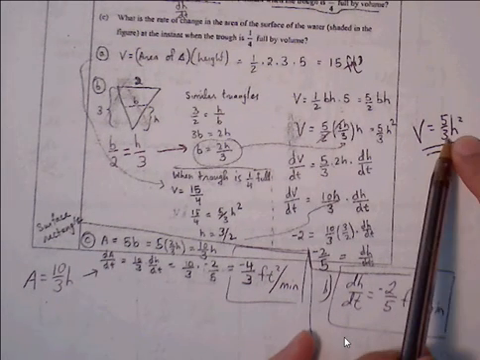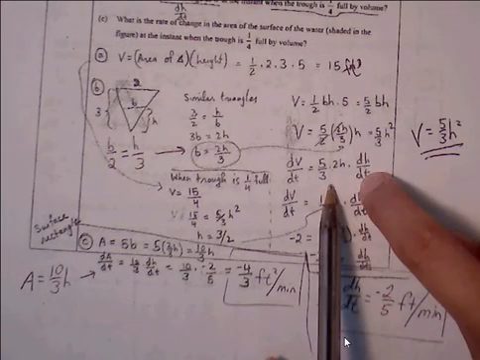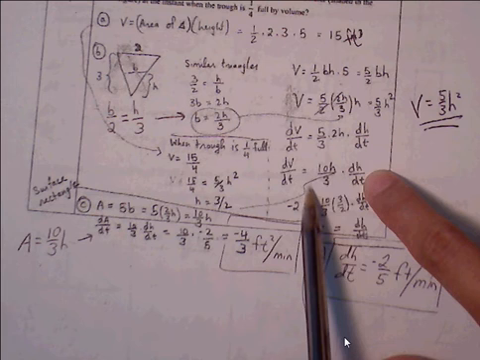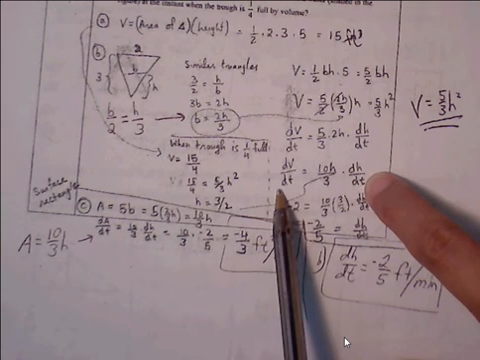5/3 h squared, the 5/3 stays, we just have to deal with the h squared, so 2h dh/dt, which becomes 10/3 h, 10h over 3 dh/dt equals dV/dt.